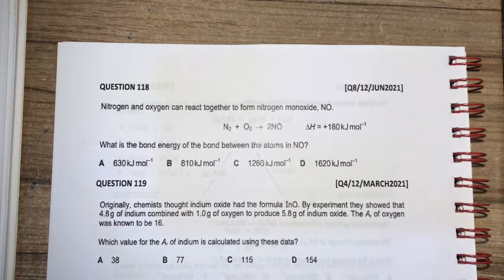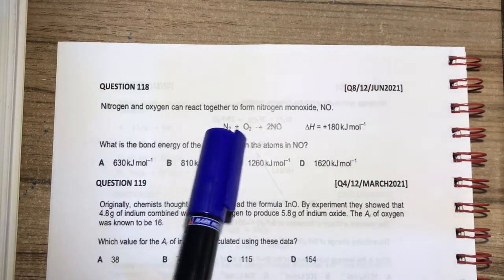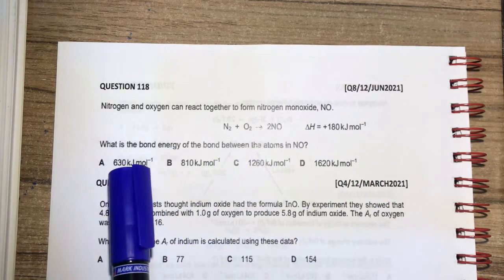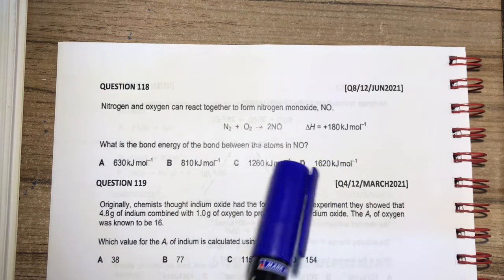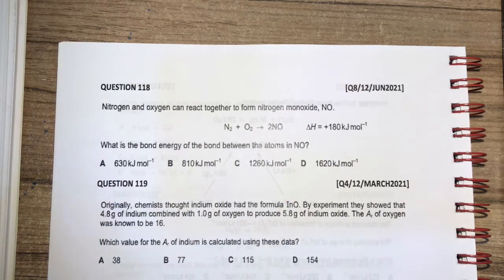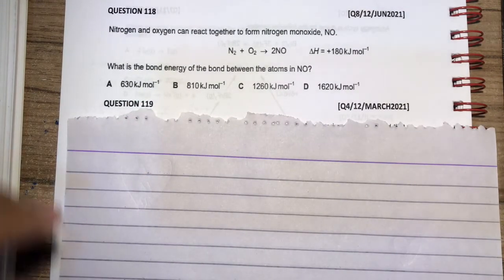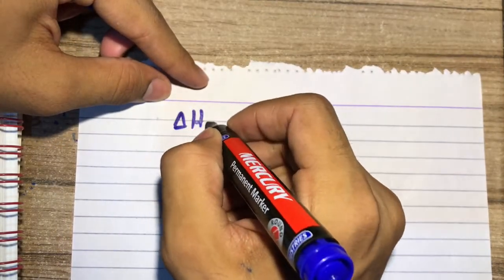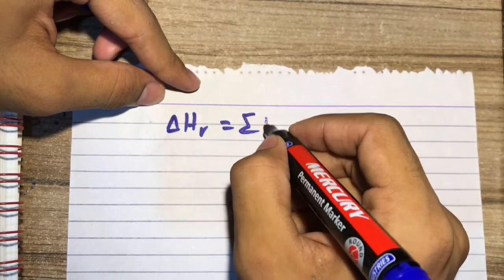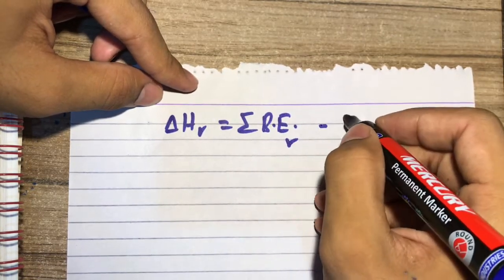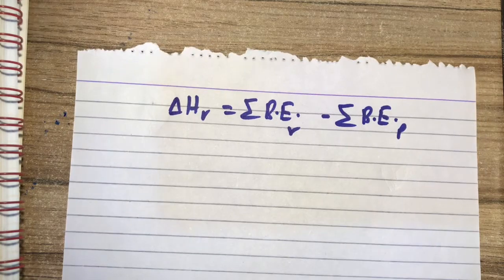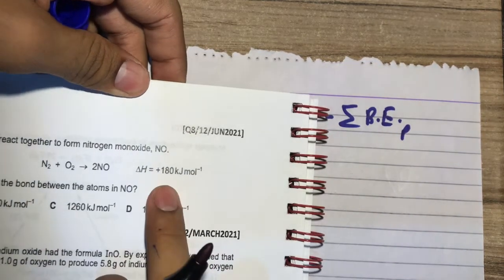MCQ I was thinking about discussing. So nitrogen and oxygen can react together to form nitrogen monoxide. This is over here, the delta HR is given. What is the bond energy of the bond between the atoms in NO? So over here they're asking for the bond energy. So firstly, our formula was delta HR equals summation of bond enthalpies of reactants minus summation of bond enthalpies of products. Over here in the question, delta HR was given as 180.